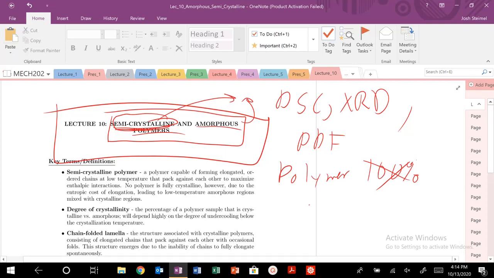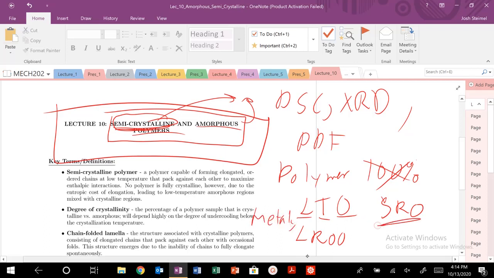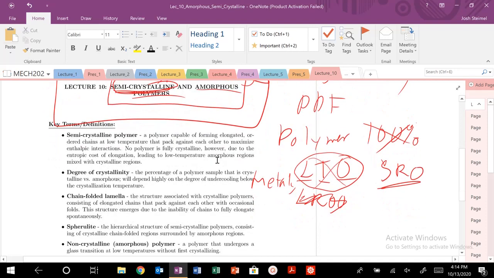They have long-range translational order, so LTO, long-range translational order, and they have short-range order as well. They also have long-range orientational order and other ones as well, but this holds for metals. But polymers, while they will have short-range order, the degree at which your long-range translational order exists is going to vary, so you're not going to have as much. So that's the key structural distinction between semicrystalline and amorphous polymers, or polymers and metals and ceramics and other materials. But more on that a little bit later.